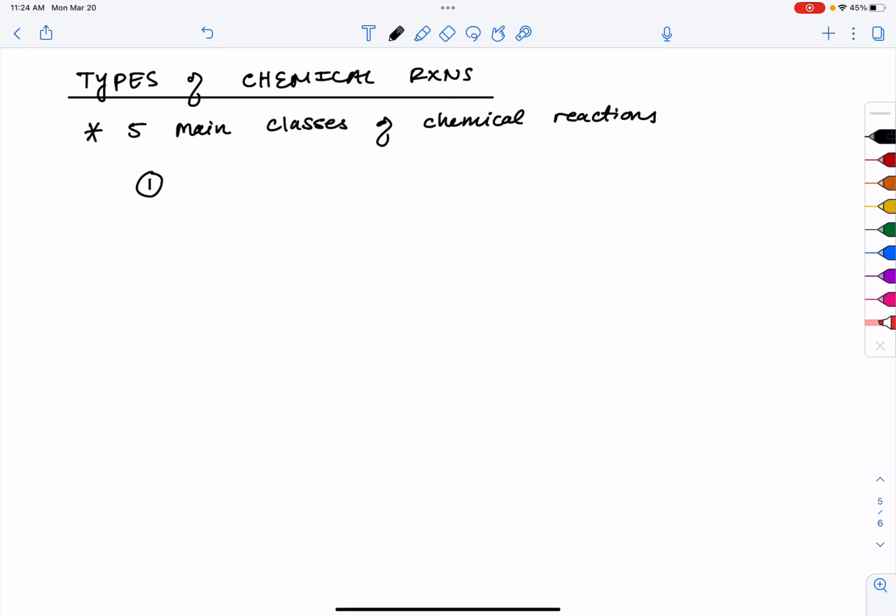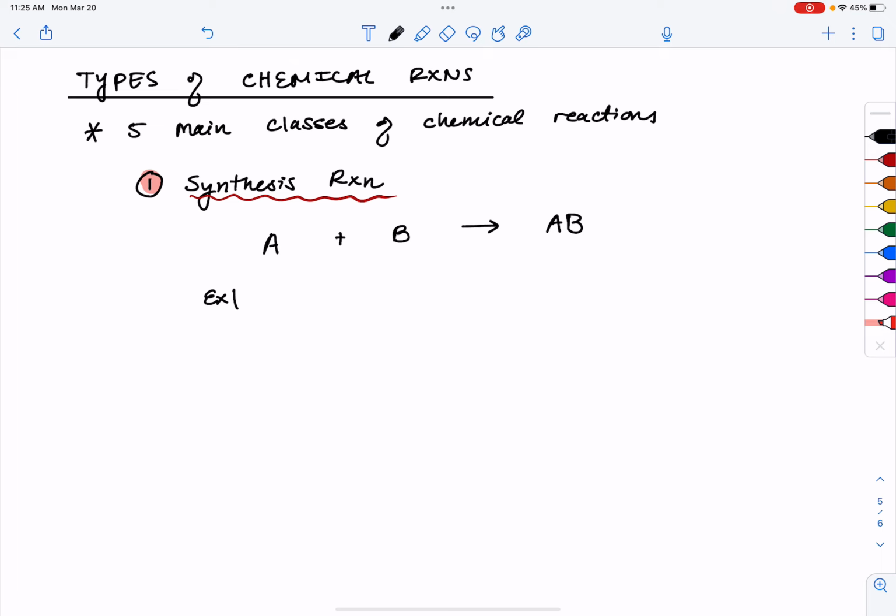The first is called a synthesis reaction. So syn, like synergy, synonym, means together. Thesis, something that is crafted. So things coming together to craft or make something new is a synthesis reaction. And these always have the form of component A coming together with component B to form some new compound, AB.